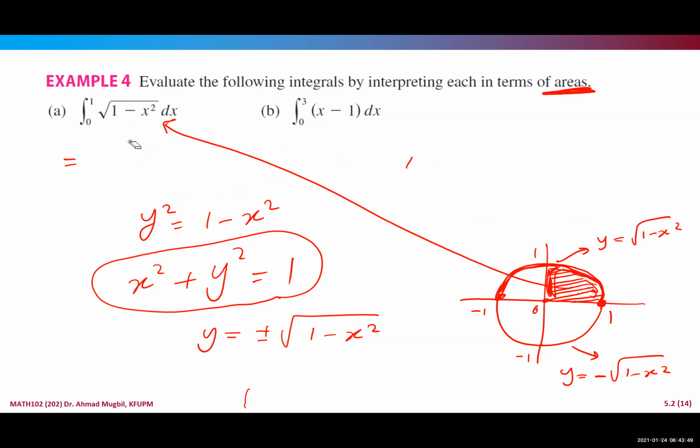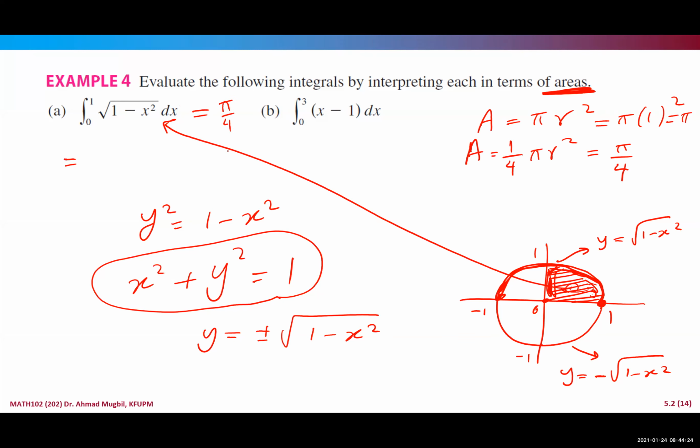What is the area of this part? Do you remember the area of the circle? Yes, the area of the circle is pi r squared. What is r in this case? 1. It will be pi times 1 squared, so it is pi. In this case, is it the half of the circle or the quarter of the circle? It is a quarter. So the area in this case will be 1 over 4 pi r squared, which will be pi over 4. So this integral equals pi over 4.